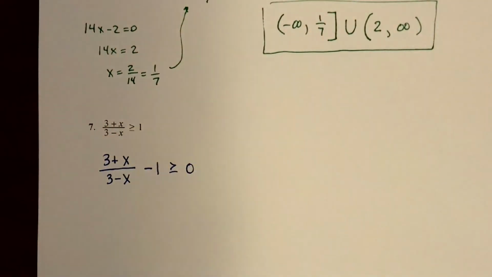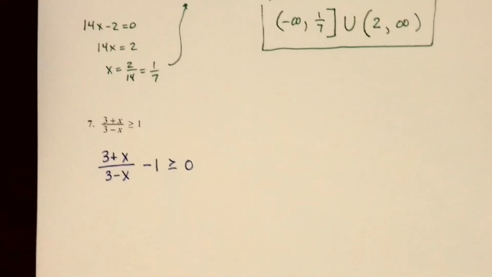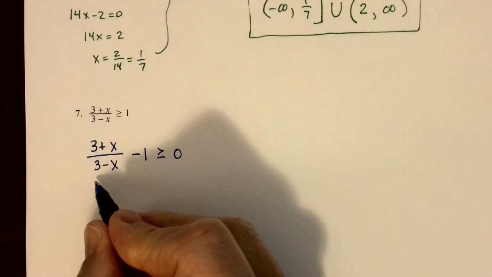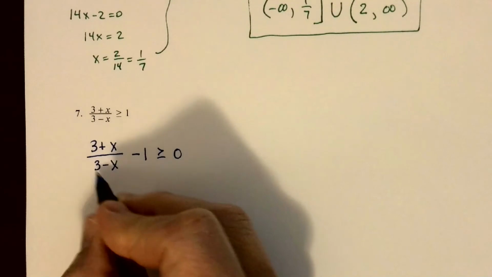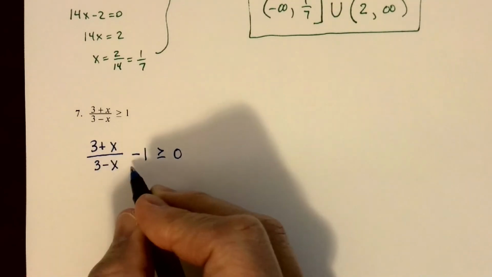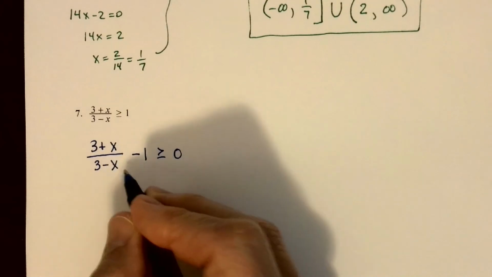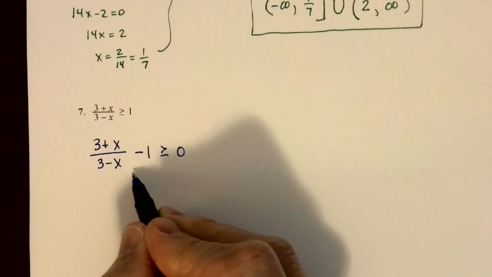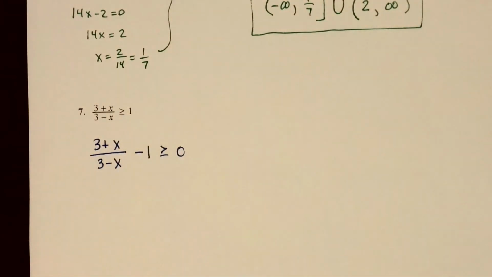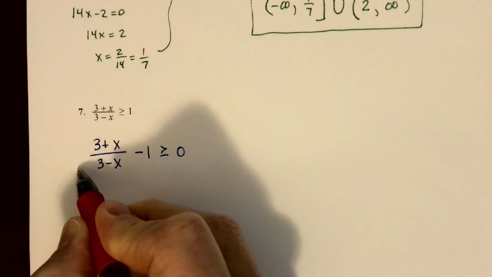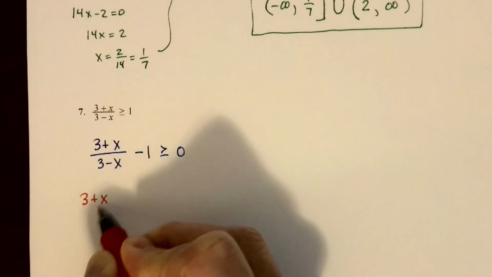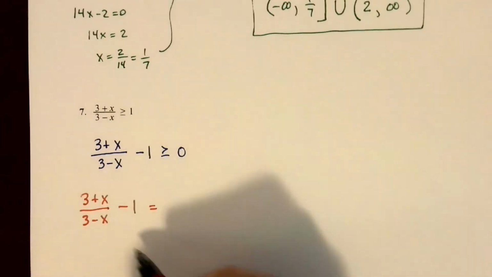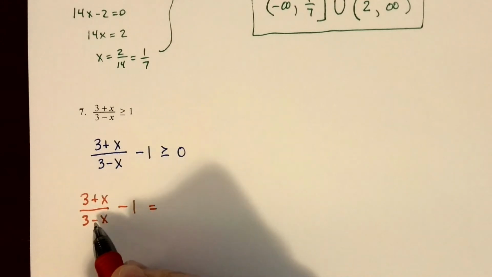Now, there's my inequality. The problem with doing our analysis on this inequality is it's not really in a form that's easy to deduce, for instance, when this expression is 0. And so what we like to do is just write this as one rational expression. And how do we do that? So do you remember how to do that? I'm going to rewrite this in order to subtract. I'm going to rewrite this over the least common denominator, which is just 3 minus x.